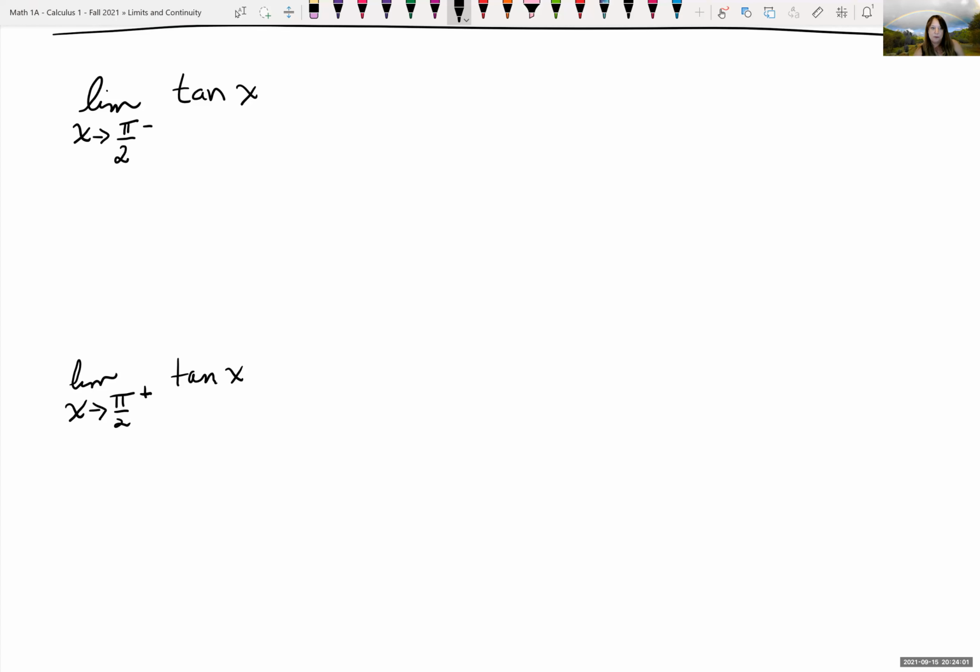Okay, so we're looking at an example with a trigonometric function, and the limit in this case is x approaching pi halves on the left of tangent of x. So tangent of x, we have to worry about because it has a variable x in the denominator. This is the same thing as, let's rewrite it in terms of sine and cosine, x approaching pi halves on the left of sine of x over cosine of x.